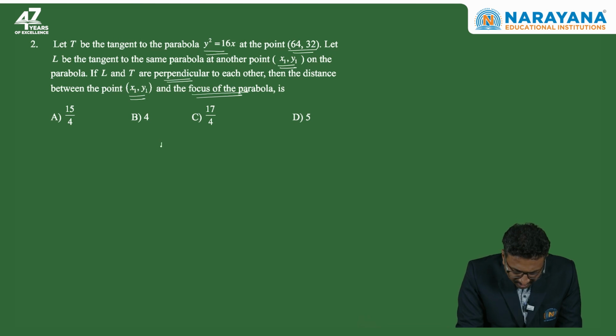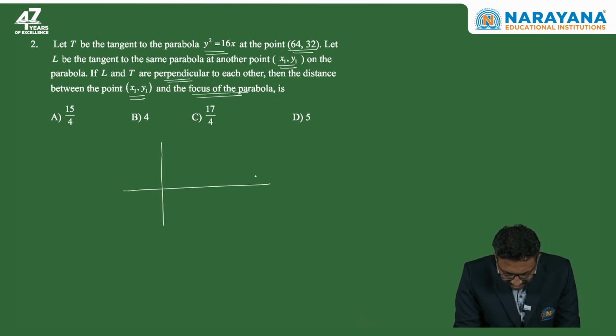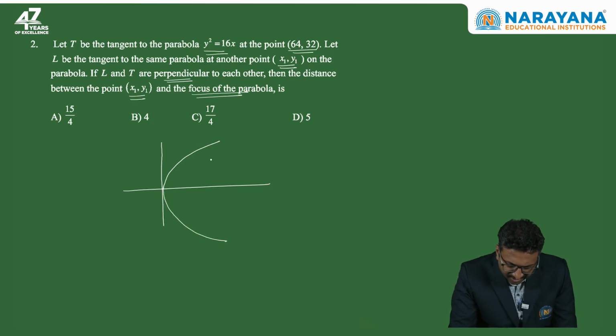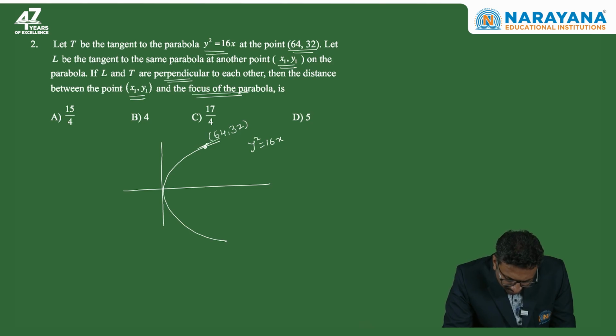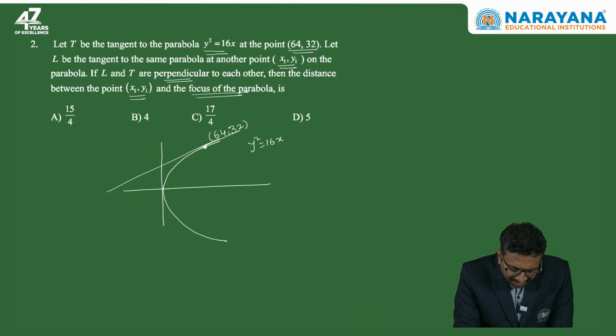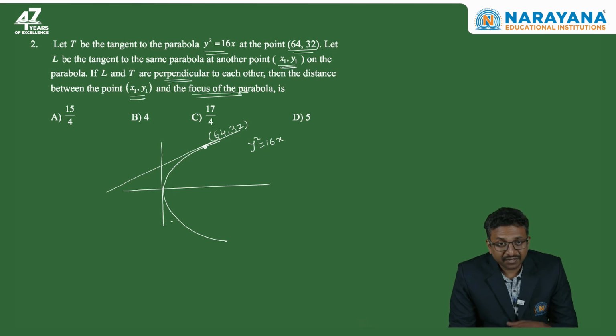So let us draw the parabola y square is equal to 16x. On this you have a point according to them which is (64, 32). Now T is the tangent at this point. At this point you have drawn the tangent, right? Let L be the tangent to the same parabola at another point (x1, y1) on the parabola. So where is (x1, y1)? We don't know. For that, we'll go to the third sentence.